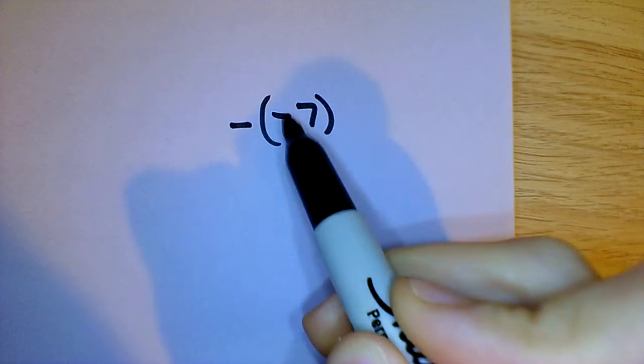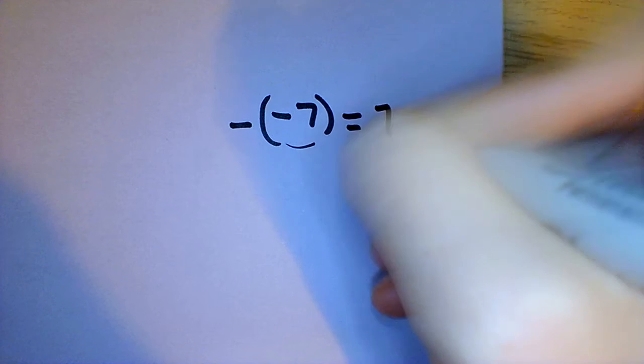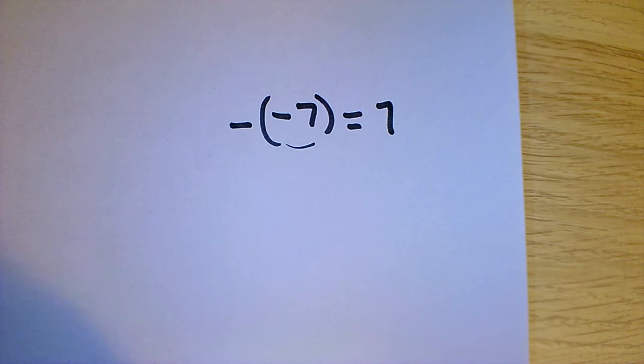The first one asks about the opposite of -7. So remember, the negative shows us the opposite of a number. So if we have -7 and we're looking for its opposite, we're going to put a negative out front. So the opposite of -7, and we know that is equal to +7. The opposite of a negative is a positive.